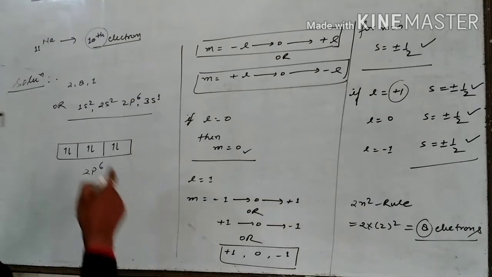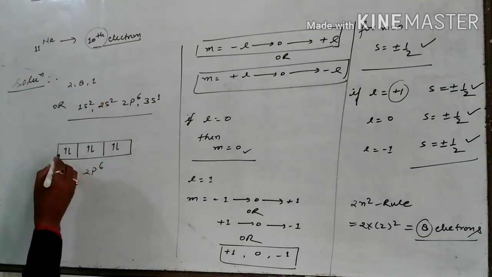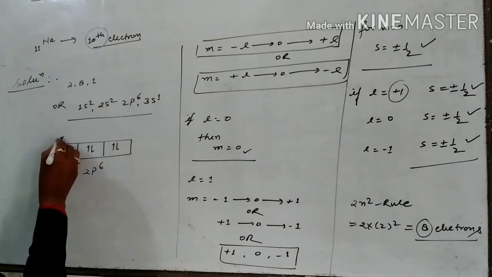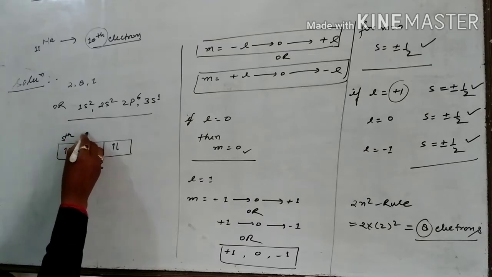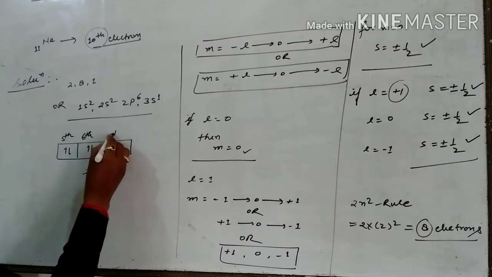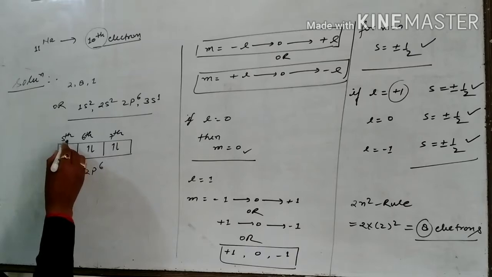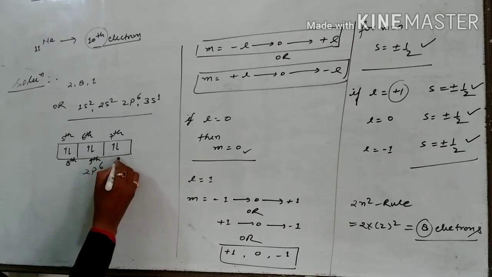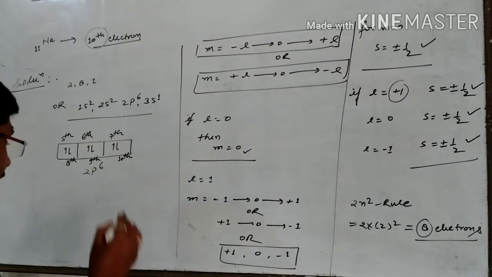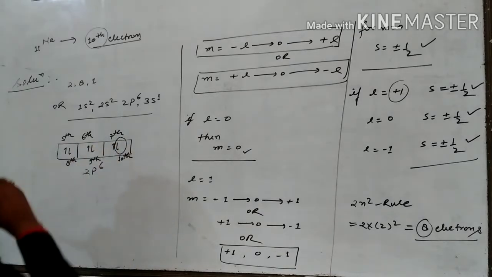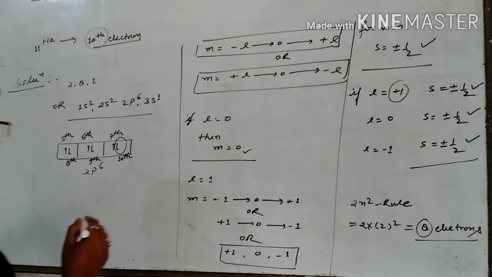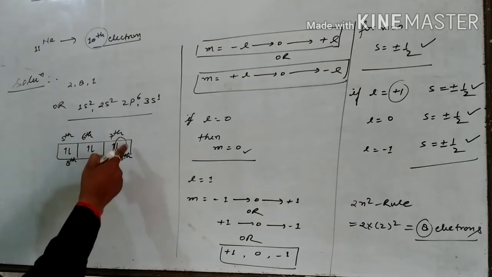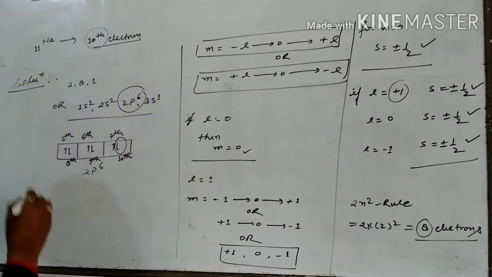Now from the starting you have to check: 2 and 2 make 4, so this one is the fifth, sixth, then seventh. After that this one on the downside, I am writing here 8th, 9th and this one is the 10th electron. So you have to find the quantum numbers for this electron, and you are seeing that the 10th electron is in 2p.